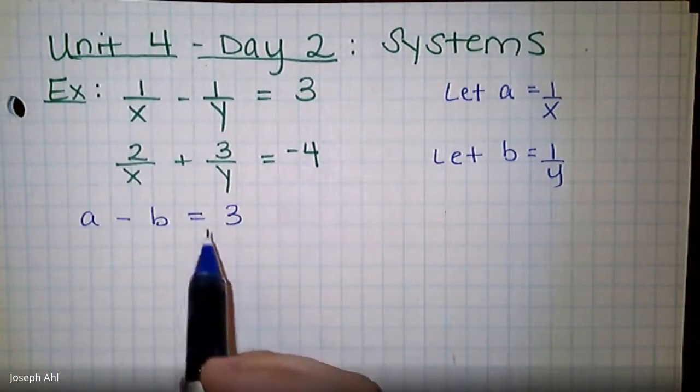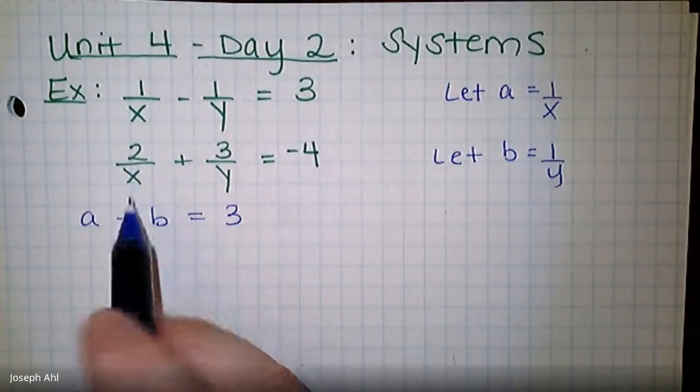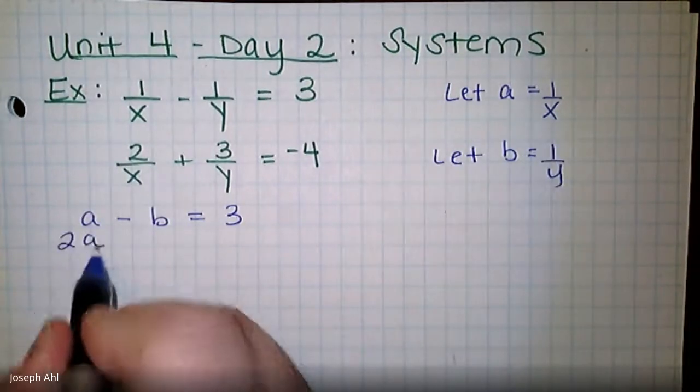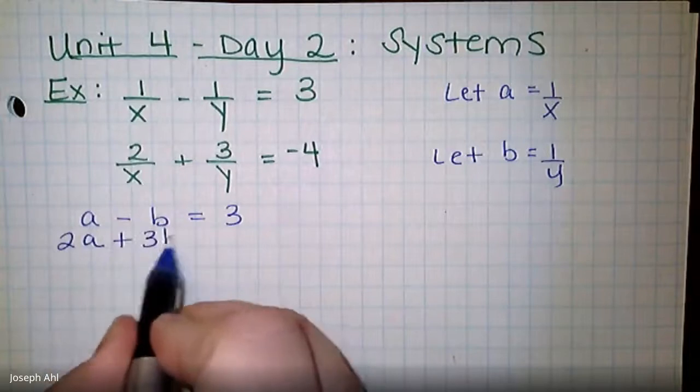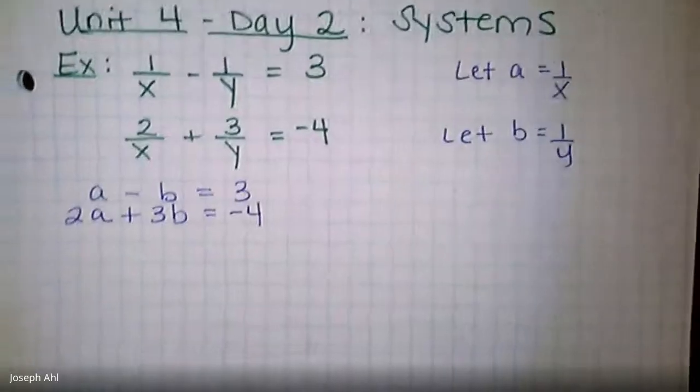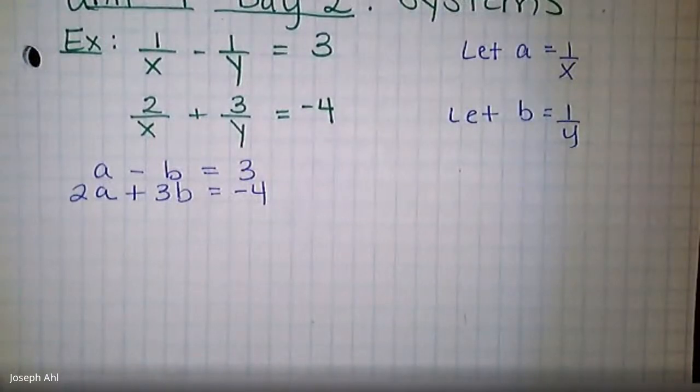And then for the bottom equation, 2 over x is the same thing as 2 times 1 over x, right? So that would be 2a plus 3b equals negative 4. And now this is a system that I'm hoping you feel pretty confident to solve.